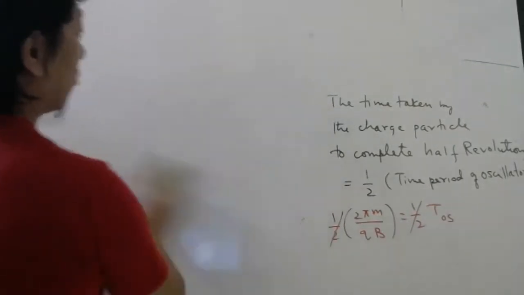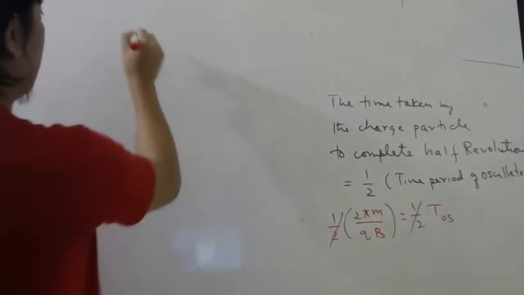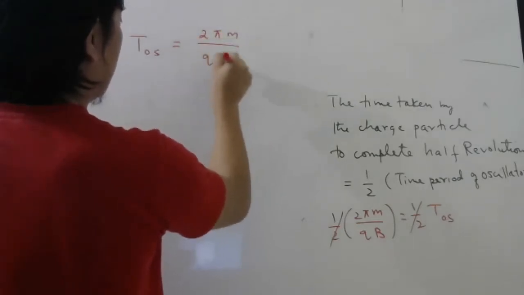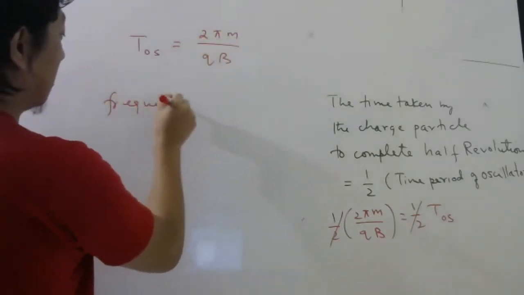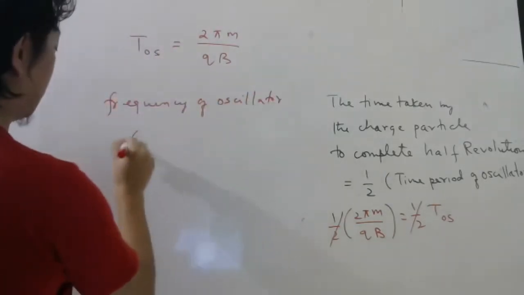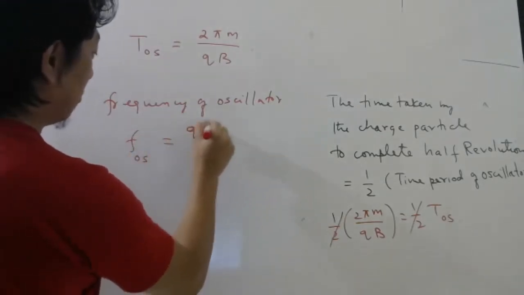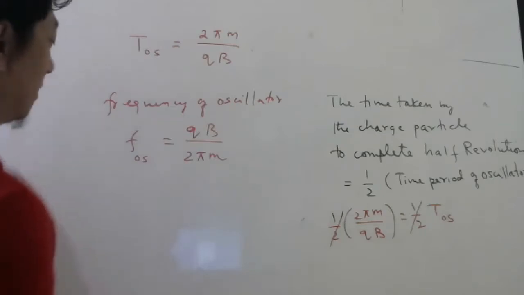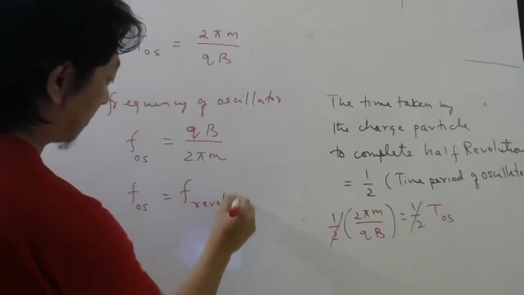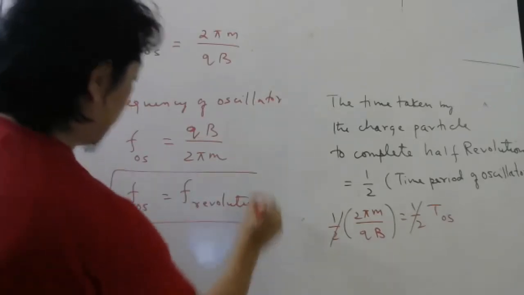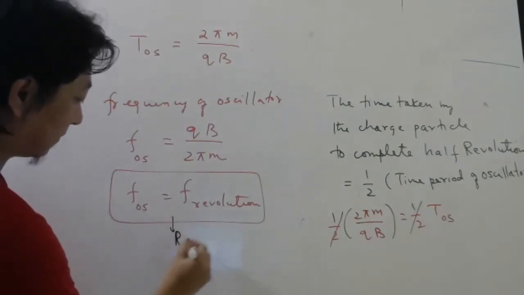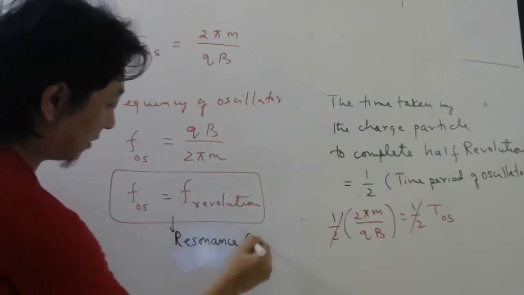So if somebody asks what should be the time period of the oscillator, it should be 2 pi m by qB. So what about the frequency of the oscillator? Take 1 by time period. So the frequency of the oscillator should be qB by 2 pi m. And this is nothing but the frequency of revolution of the charge. So this is called the resonance condition.